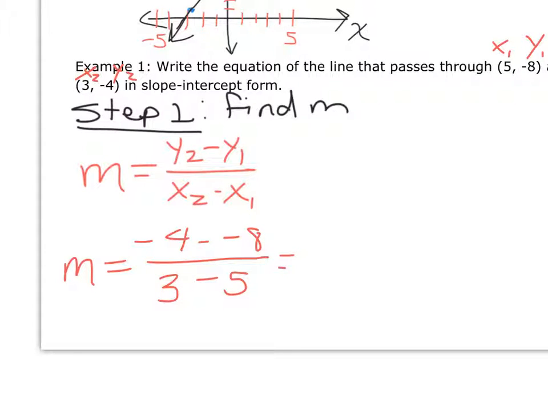So -4 minus a -8, what do I need to do there? What's minus a negative mean? A positive, right? So a double negative is a positive. So -4 plus 8 gives me what? If I'm down 4 and I go up 8, I've got positive 4, perfect. So 4 over, and 3 minus 5 is negative 2. Good teamwork. So then 4 divided by negative 2 is negative 2 over 1. So my slope is negative 2 over 1, or negative 2, right?